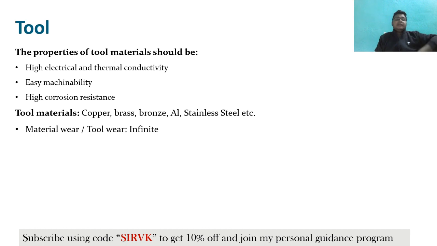Now see here, we have seen that this is a tool, right? We saw that there is a tool. Now what can this tool be? Suppose the tool may be of copper, brass, bronze, aluminium, or stainless steel, anything like that, right? The tool can be anything, but it should have great properties. What are the properties? The properties of the tool material should be high electrical and thermal conductivity.